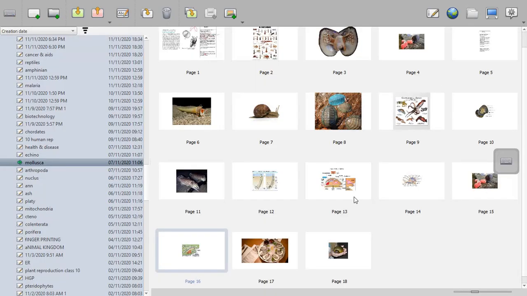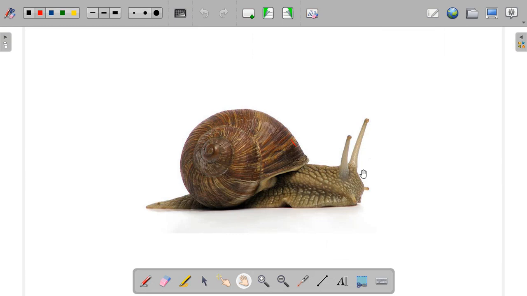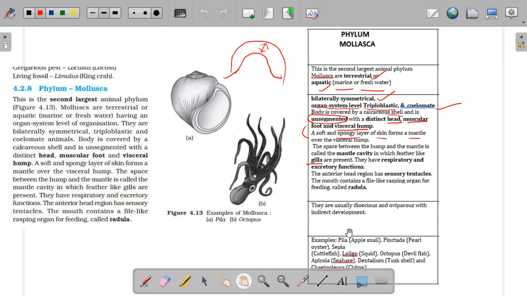And if you look at the snail right over here, you can see they have tentacles. They are also sensory in nature. They can detect the changes in the environment around them. They are usually dioecious, sexes are separate. They produce eggs, and they have indirect development. That means they do have a larval stage also.